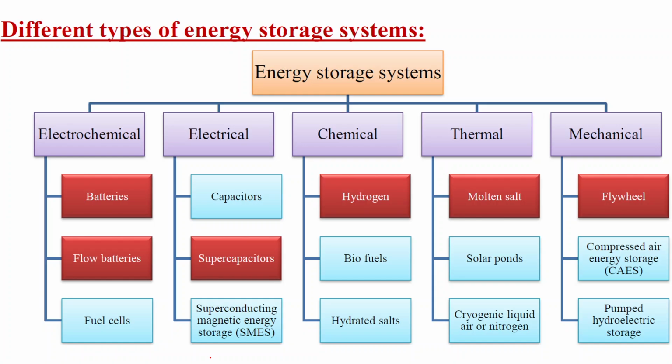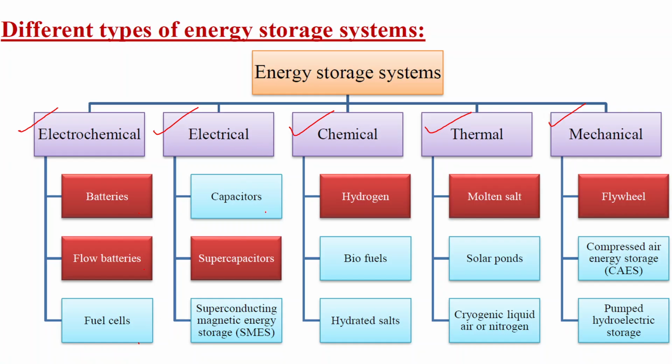Now, coming on to different types of energy storage systems. We will be discussing various energy storage systems. They are of different types: electrochemical energy storage systems, electrical energy storage systems, chemical energy storage systems, thermal energy storage systems, and mechanical energy storage systems. Electrochemical energy storage systems consist of batteries, flow batteries, and fuel cells.